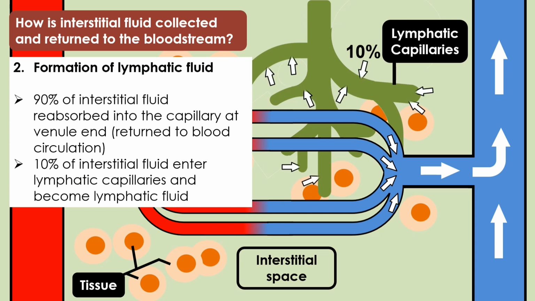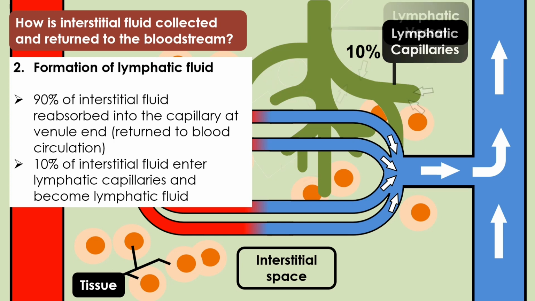The other 10% of the interstitial fluid will enter the lymphatic system at the lymphatic capillaries. Lymphatic capillaries are the smallest lymphatic vessels, which are close-ended. Once the interstitial fluid has entered the lymphatic capillaries, it is now known as the lymphatic fluid or lymph. This means that lymphatic fluid and interstitial fluid are basically the same thing and have the same components. The only difference is the location where the fluid can be found.